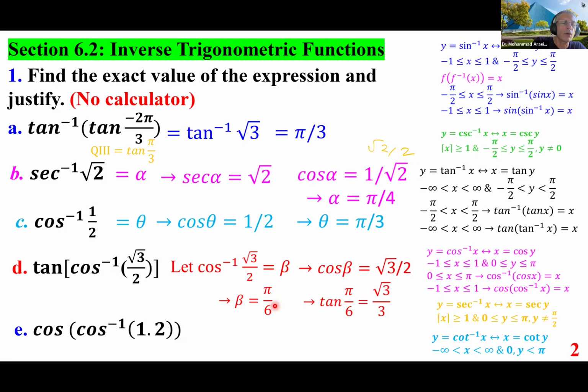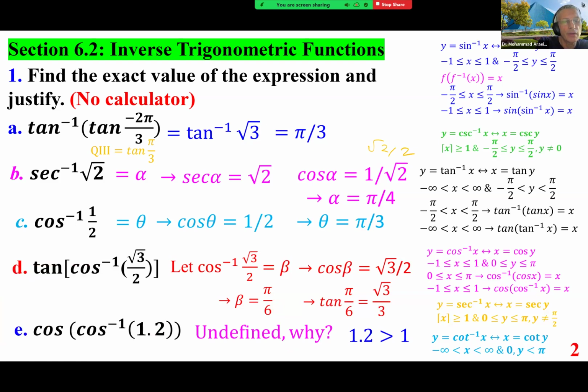Cosine of cosine inverse of 1.2, that is undefined. Why is that? Because 1.2 is larger than 1. In other words, if you set this one equal to, let's say, x, by definition, cosine x equals 1.2, and this cannot be because cosine is between -1 and 1.